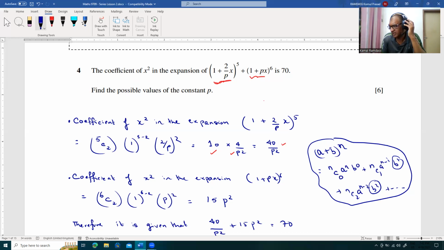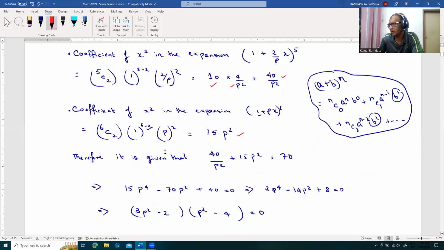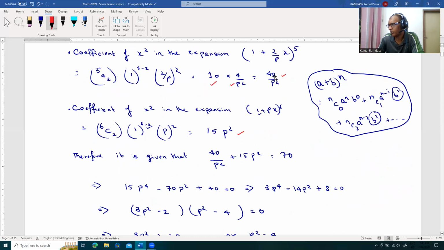Là, nous disons 6c2, 1 to the power of 6 minus 2, et p to the power of 2. OK? Et nous pouvons the coefficient, là, nous pas besoin d'inclure x squared là. Il faut venir 15 p square. 15 p square. OK? Il vient là. Et là, il dit à moi, ça plus ça est égal à 70, bien sûr, le coefficient of x square, et là, on va faire 40 over p square plus 15 p square is equal to 70.